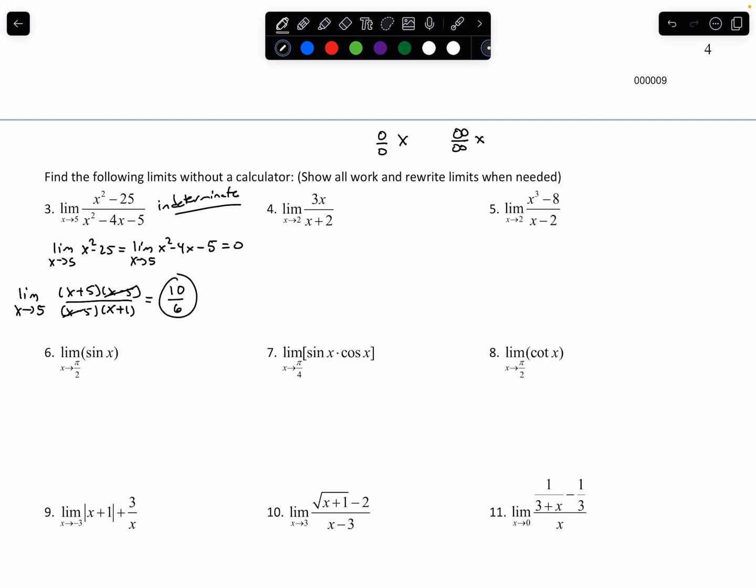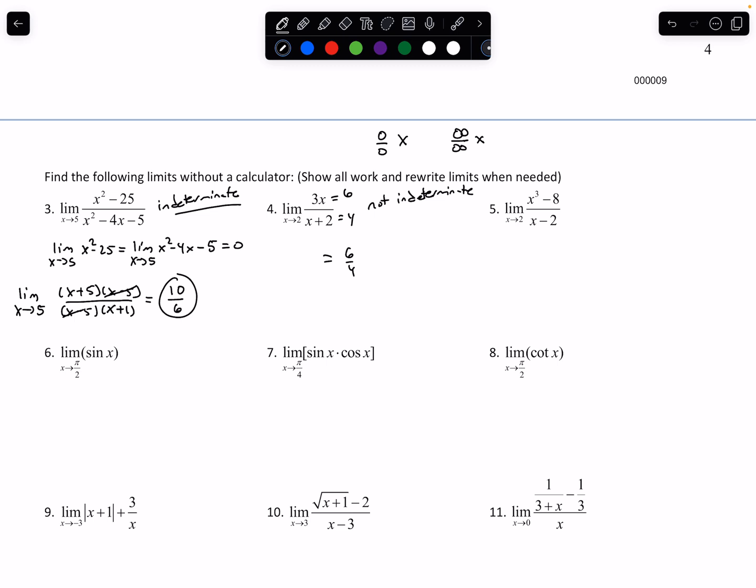Let's try number 4. Now, number 4, the top here is 6, the bottom is 4. Notice this is not indeterminate. Indeterminate just means I don't know what it is equal to. I know what this is going to equal. This is just going to be 6 over 4.